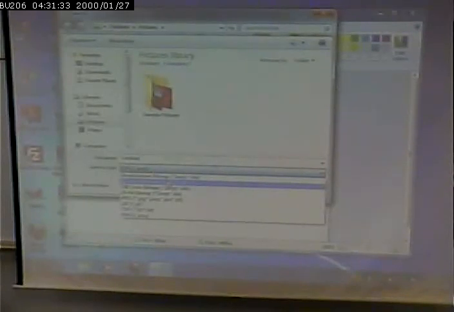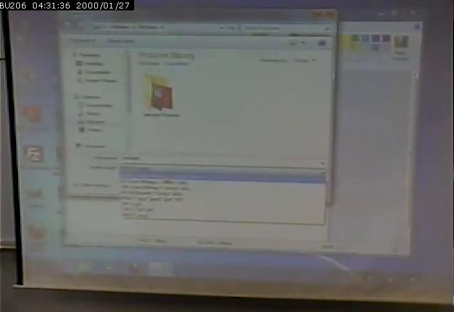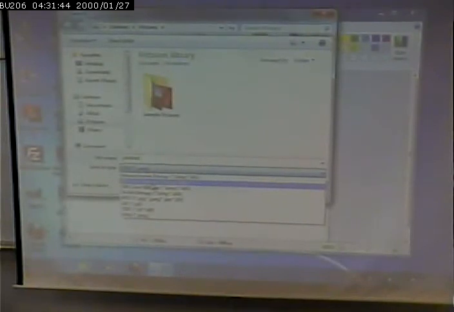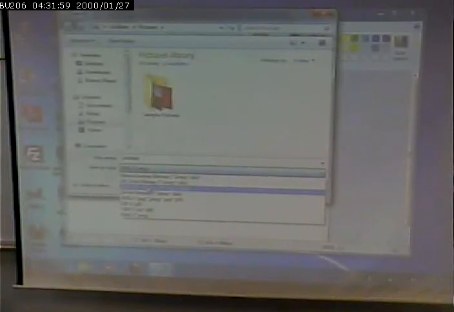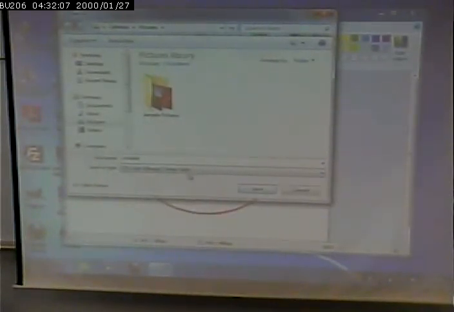And again, notice I have a number of choices. I have a monochromatic bitmap. Monochromatic means what? One color. I have a 16-color bitmap that would store a total of 16 colors, which means it would use half a byte, or 4 bits for each one. I then have a color bitmap of 256 colors. That would be using 1 byte, or 8 bits for it. So that's kind of the example I was showing up there. So I'll save it as a 256-color bitmap.